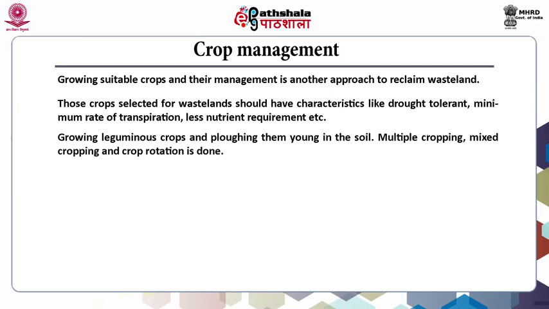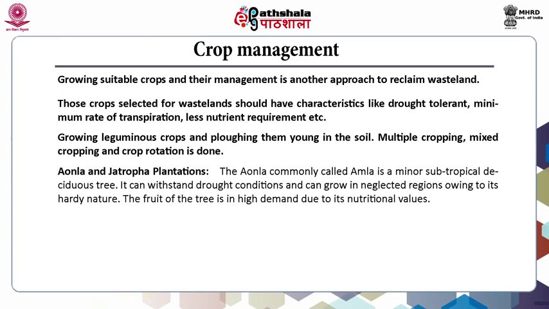Growing legume crops and plowing them young in soil is a method. Multiple cropping, mixed cropping and crop rotation is done. Then another method is Emblica and Jatropha plantations. The Emblica, commonly called Amla, is a minor subtropical deciduous tree. It can withstand drought conditions and can grow in neglected regions due to its hardy nature. The fruit of the tree is in high demand due to its nutritional values.